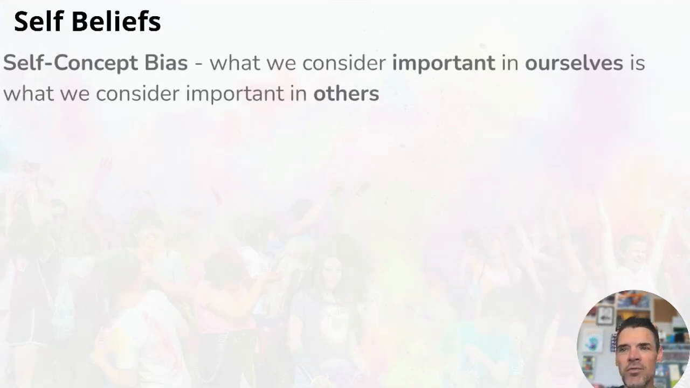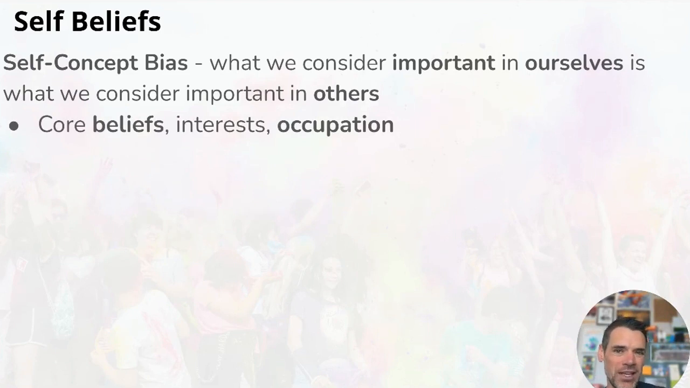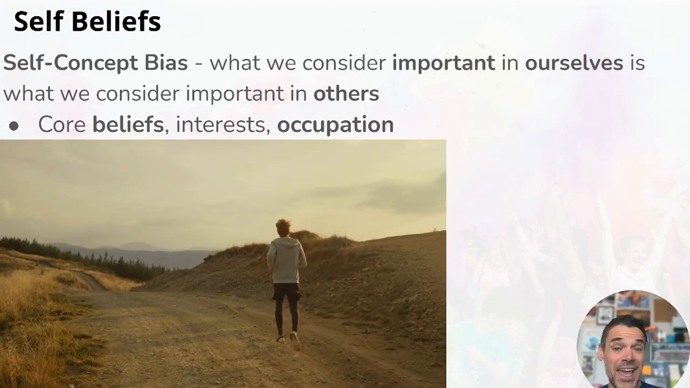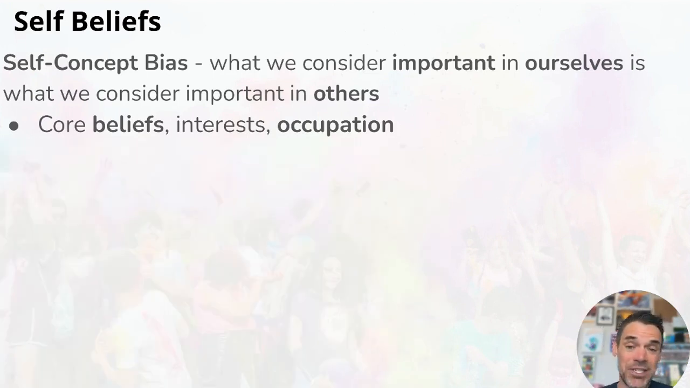All right, then we go finally to self-beliefs here. Our self-concept bias is what we consider important in ourselves is what then we consider important in other people. Let me give an example. As core beliefs, interests, occupation. So I'm a teacher. When I meet somebody else and we're chatting and then they mention they're a teacher, immediately I would be like, man, I really like this person, right? We have this deeper connection. I also love running. That's one of my interests. And I meet somebody and we're talking and they're also a runner. I'm like, oh man, I really like this person even more because we have this shared interest.